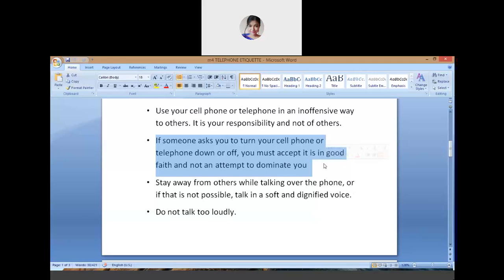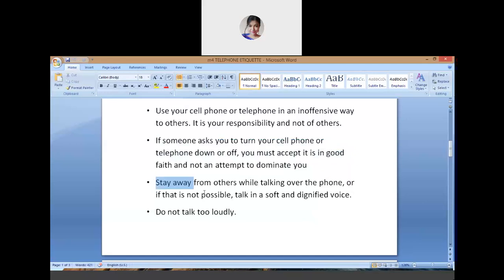If the conversation is very important, then you can walk away from that particular person. That person might be disturbed because you're having a conversation over the phone, and that is why that person has asked you to turn off or turn down your phone. So do not argue with that particular person. If somebody asks you to do so, then do it. There's nothing to be offended about.